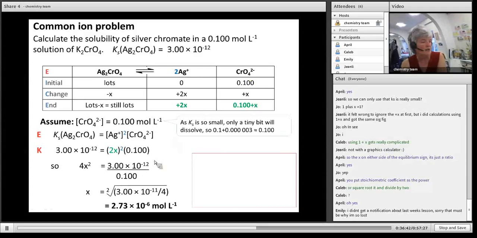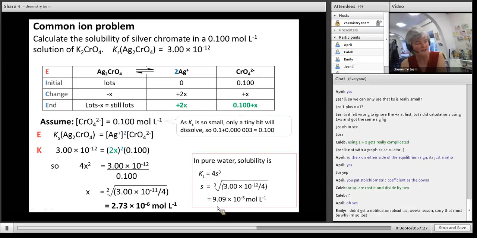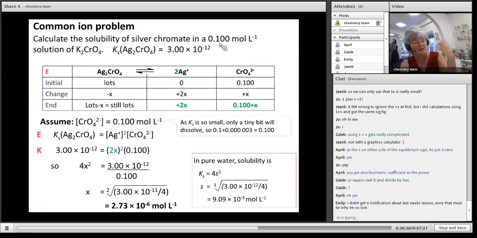So if I said Ag plus times Ag plus times chromate is the same as Ag plus squared times chromate. Okay, so if I did it in pure water, just to show the difference, you can see that it is less soluble in a 0.1 molar of potassium chromate. This is a much smaller figure than the previous one, so there isn't such an enormous change as before.